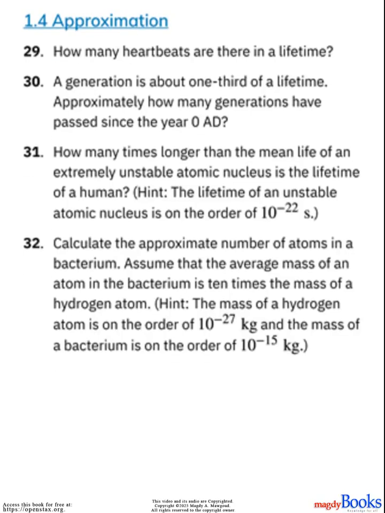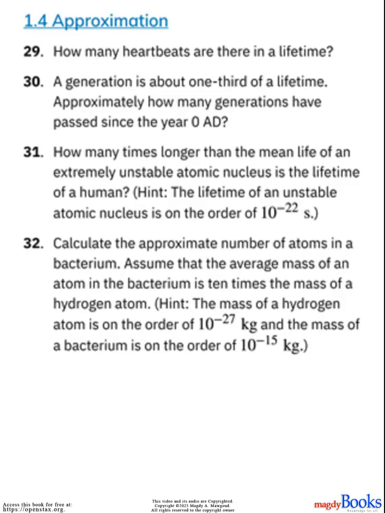1.4. Approximation. 29. How many heartbeats are there in a lifetime? 30. A generation is about 1/3 of a lifetime. Approximately how many generations have passed since the year AD?